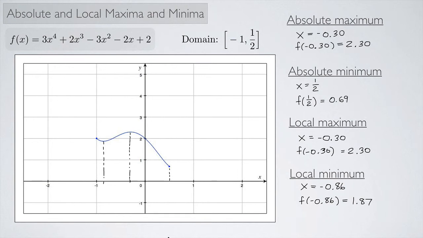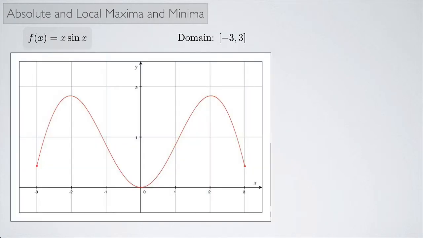Okay, let's look at another example. How about f of x equals x sine x, and the domain will be -3 to 3, and we're going to include -3 and 3. Here's the graph, and we want to look first for an absolute maximum, and we see that the absolute maximum happens in two different places.